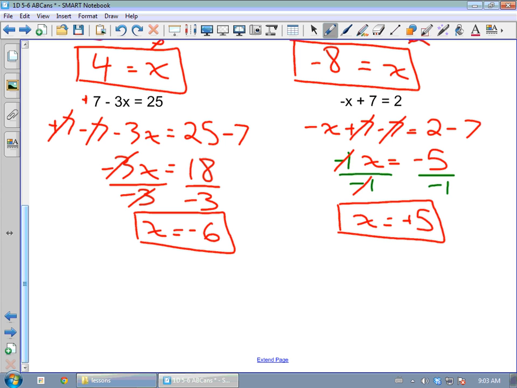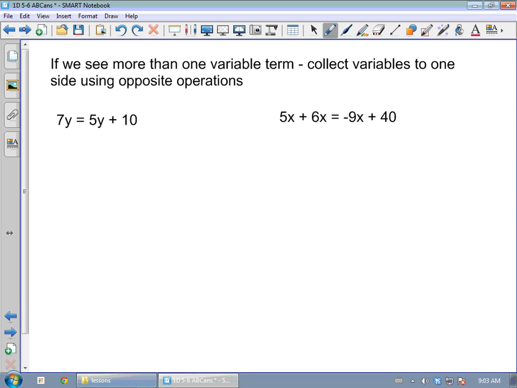So let's take a look at the back of the page. Things will get a little bit tricky, but nothing you haven't seen before. Okay. What if we have something like these guys where we've got more than one variable term? Okay. This one here, we've got a 7y, we've got a 5y. Okay. Remember, what we're going for is variable on one side, number on the other.